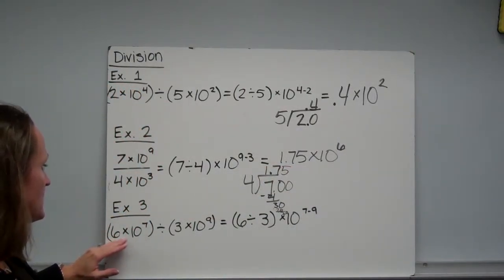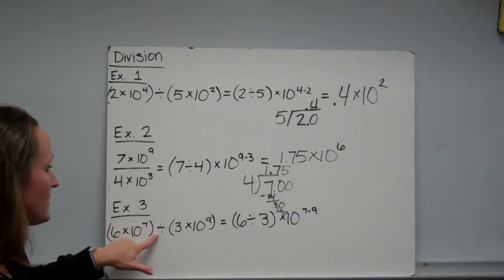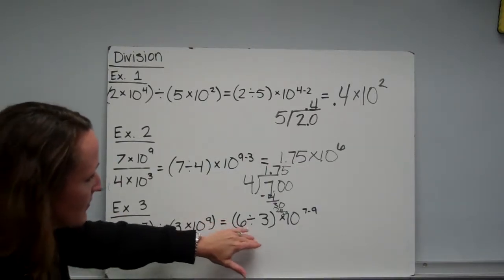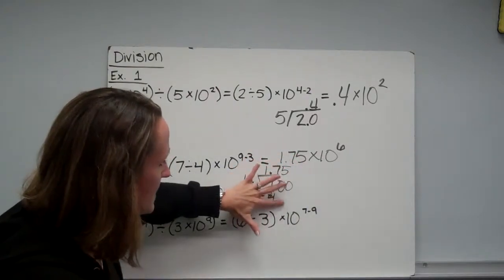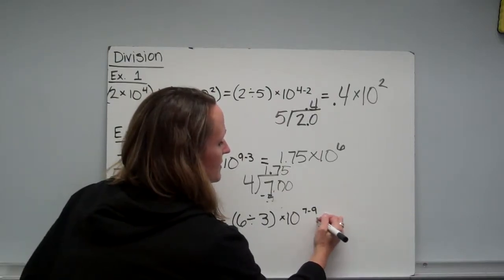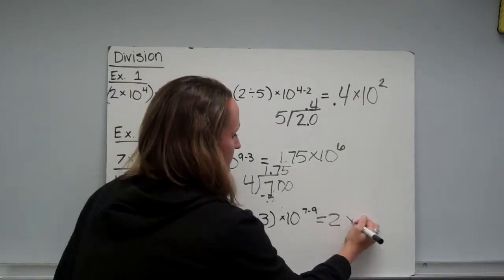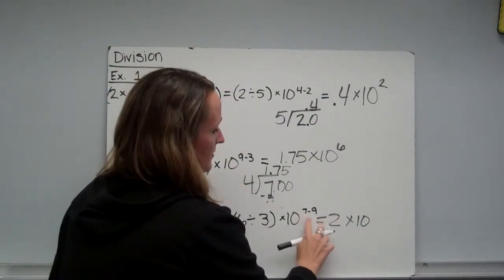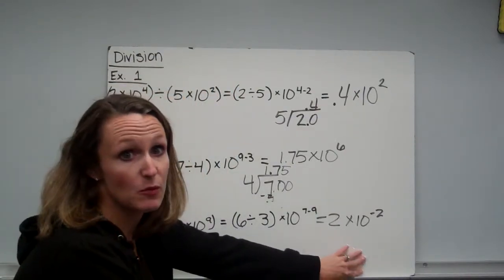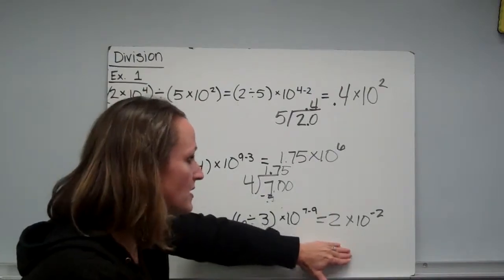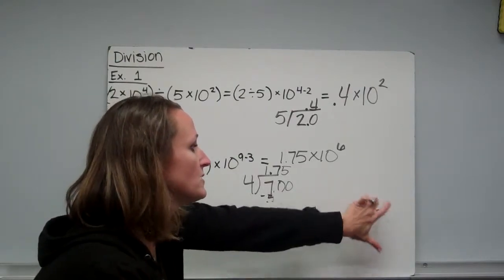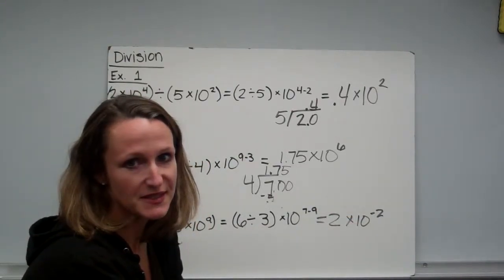Last example, 6 times 10 to the seventh power divided by 3 times 10 to the ninth power, which is the same as 6 divided by 3 times 10 to the 7 minus 9. Well, we know 6 divided by 3, that's easy. That's just 2 times 10. 7 minus 9 is going to give us negative 2. Now, scientific notation is different than when we just divide regular exponents. We don't have to put it down below. We can actually leave this with 2 times 10 to the negative 2. It is okay to have a negative exponent when you're doing scientific notation.